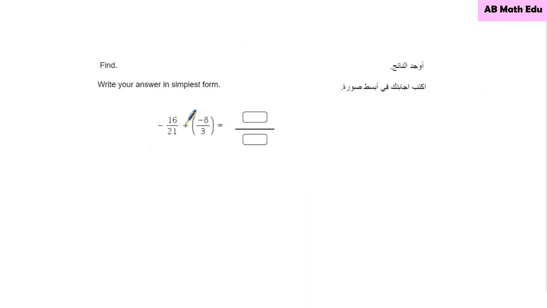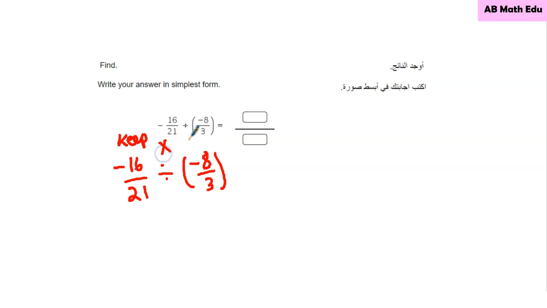This is division. We are still working on the simplification. So this is a fraction. You have to know your fraction. So we have -16 divided by 21, divided by -8 over 3. So a fraction divided by a fraction, we have concluded that anytime you have a fraction divided by a fraction, what is happening is that you're keeping this, and this one is becoming multiplication, and you're flipping the second fraction.